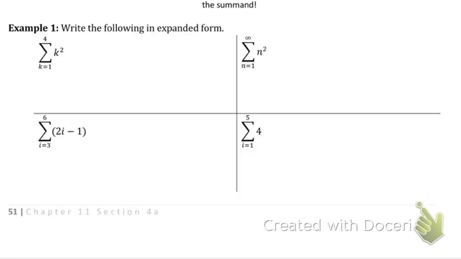All right, let's do a couple examples. Write the following in expanded form. Expanded form means you're going to write it out, and you're actually going to do the addition if you can. Our first one is k squared from k equals 1 up to k equals 4. We should recognize that k equals 4 is at the top there as well. So we plug in 1 for our k value, we get 1 squared. We plug in 2, we get 2 squared. We plug in 3, we get 3 squared. We plug in 4, we get 4 squared, and we stop there.